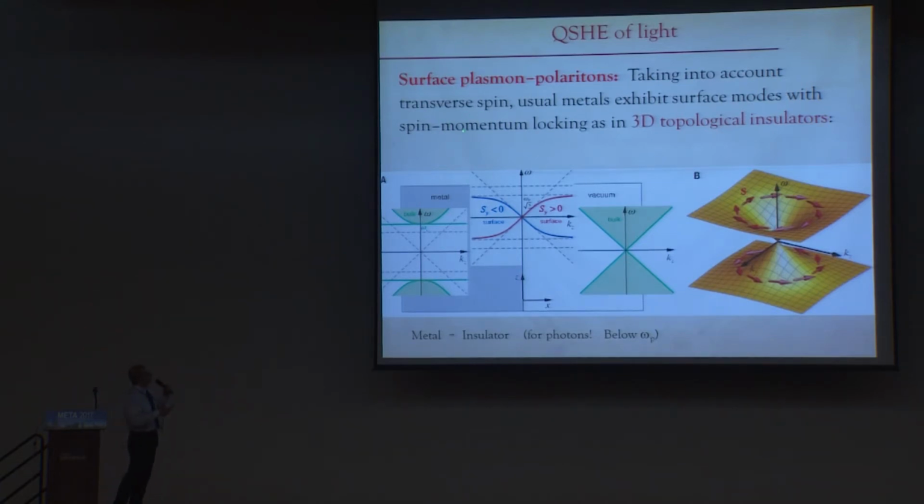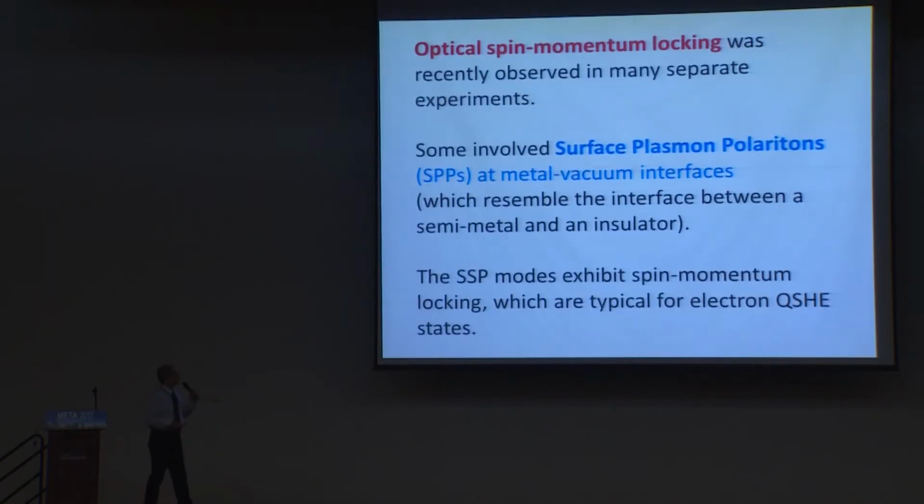Looking at the surface plasmon polaritons, the usual metals exhibit surface modes with spin momentum locking as in 3D topological insulators. So this is almost like an optical analog of 3D topological insulators. Now, this has been observed in many different experiments, some of them looking at surface plasmon polaritons, and other ones looking at waveguide modes in photonic crystals. And these modes exhibit this spin momentum locking, which is typical for 3D topological insulators.